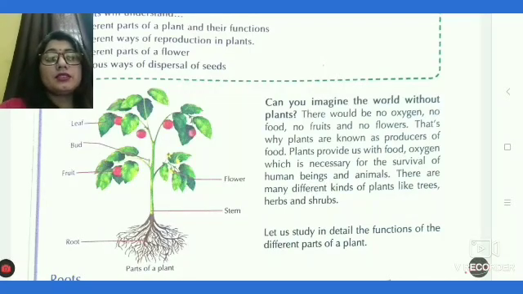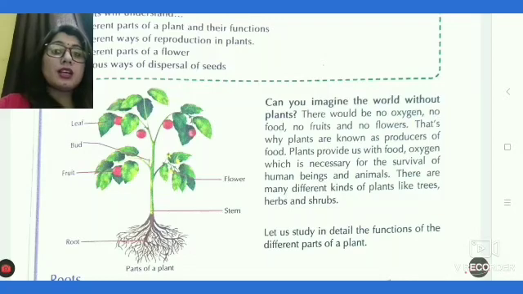Nothing will be there. That's why plants are known as producers of food. What are producers? Producers are the things which can produce something, which can make something. So that's why plants are known as producers of food. They produce food. Plants provide us with food and oxygen, which is necessary for the survival of human beings and animals. So here the word is survival.